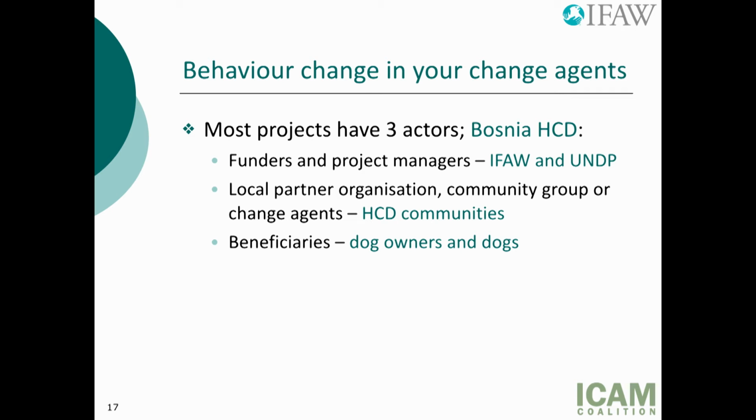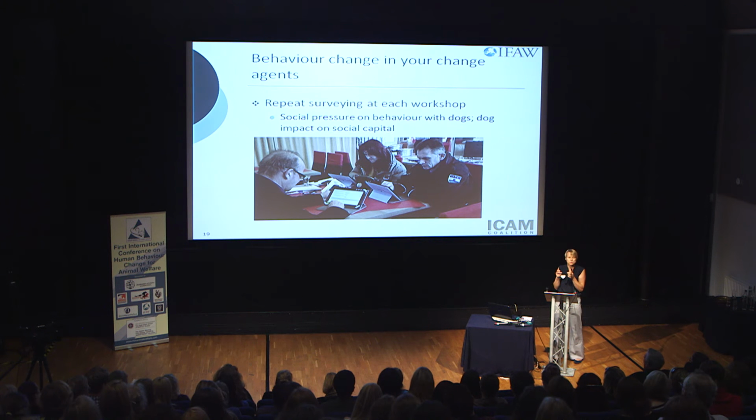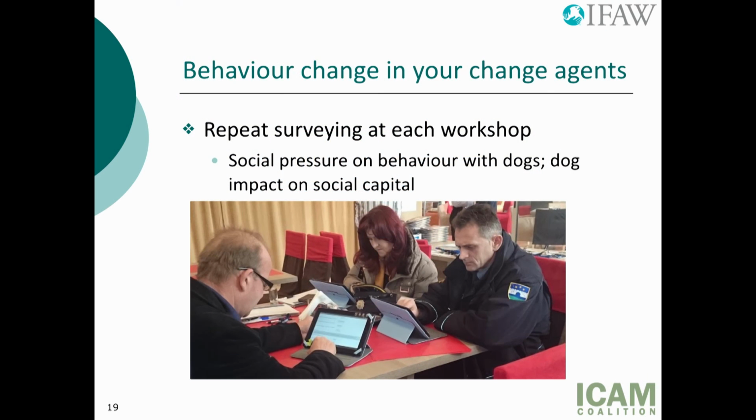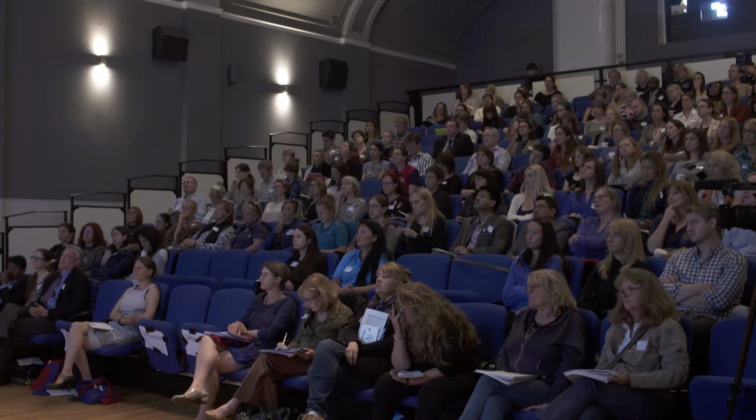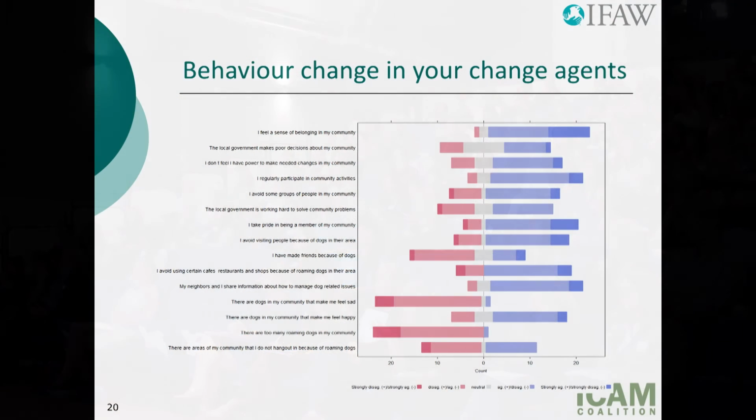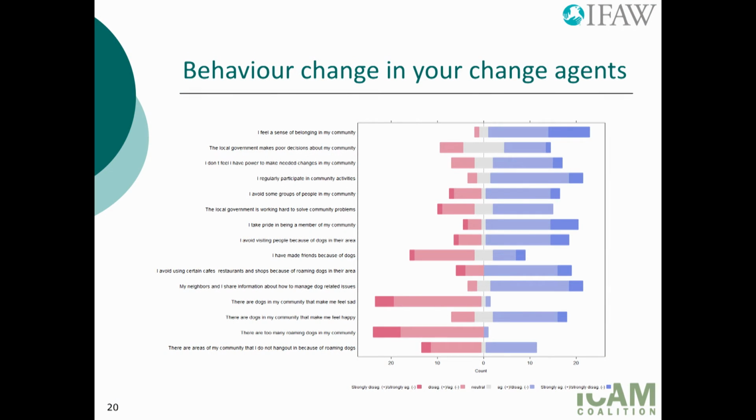What we're trying to do in Bosnia is that every time this group comes together for a more formalised workshop, which happens regularly but not frequently, we then use a survey to try and explore their perceptions and their beliefs and so on around dogs and how they work as a group. So we ask them about social pressure on how they behave with dogs. And we also ask them about their social capital. Social capital, you could define that as someone's level of engagement and enjoyment of their community. So we present them with a series of statements and ask them for their level of agreement with those. So "I regularly participate in community activities" is a statement about someone's social capital. But we also ask them about how dogs impact on their social capital.